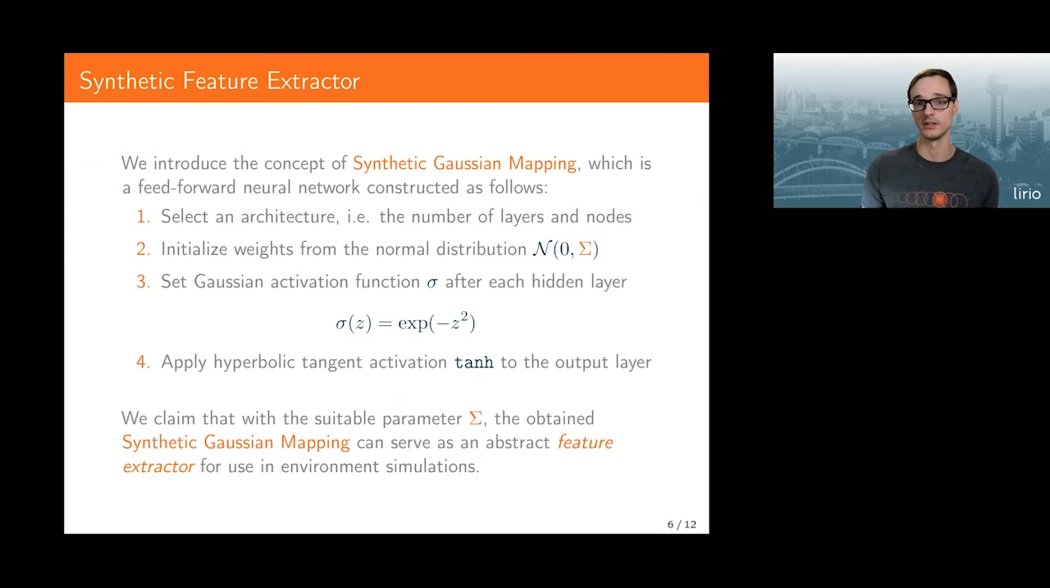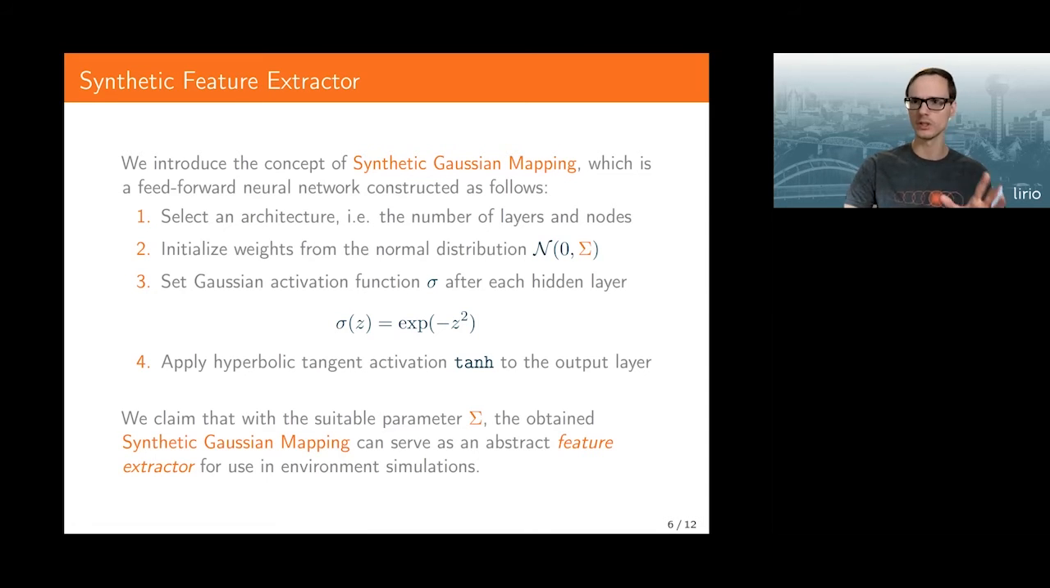So we basically initialize weights from a standard normal distribution, and this is not a conventional approach. But then you would set your activations after each hidden layer to be Gaussian functions, or Gaussian activation function, which is also not a very conventional choice of activation. And finally, you would apply hyperbolic tangent activation to the output of your network to constrain the whole output to the interval -1, 1. And so we claim that if you consider a mapping generated like this, you will have a function that can act as an abstract feature extractor.